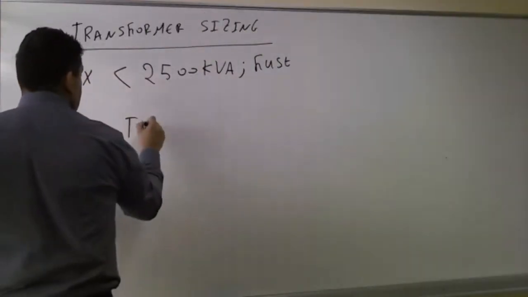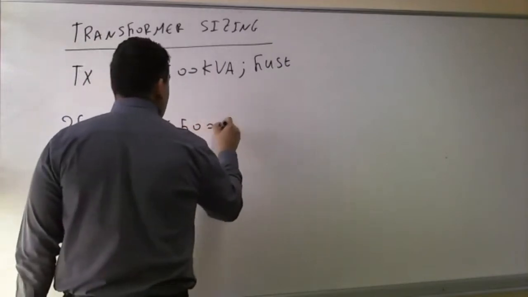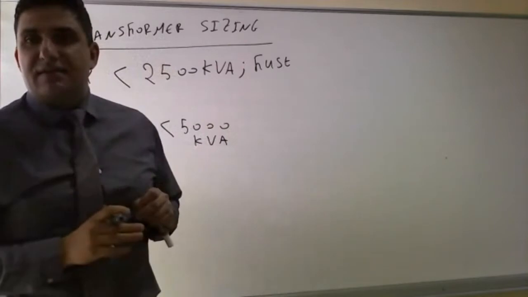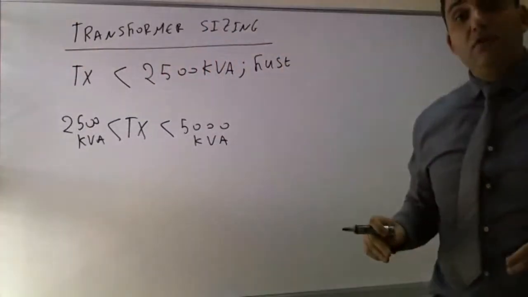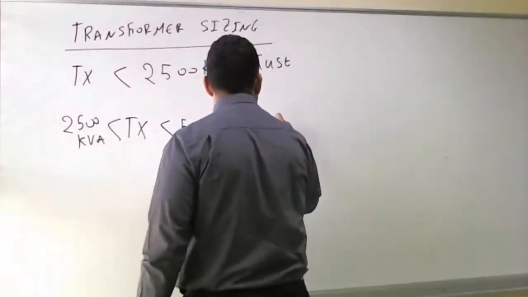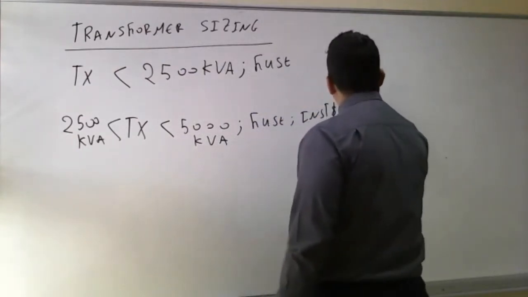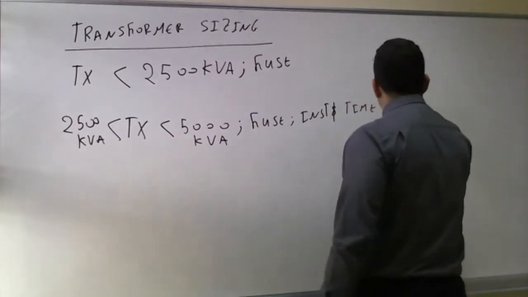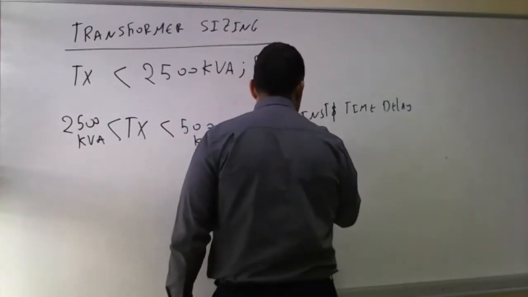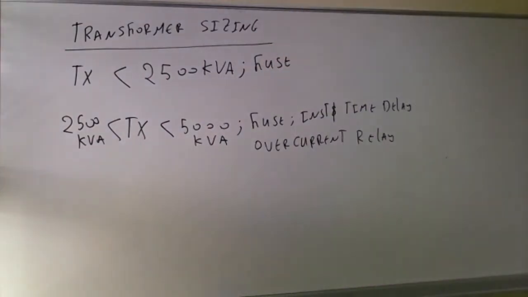If the transformer capacity is between 2500 kVA and 5000 kVA, in this case, we will use fuse, and also we can use instantaneous and time delay overcurrent relay. So in this case, we use fuse, we use instantaneous, and time delay overcurrent relay. So as we can see, the bigger the size of the transformer, the more sophisticated protection is required for it.